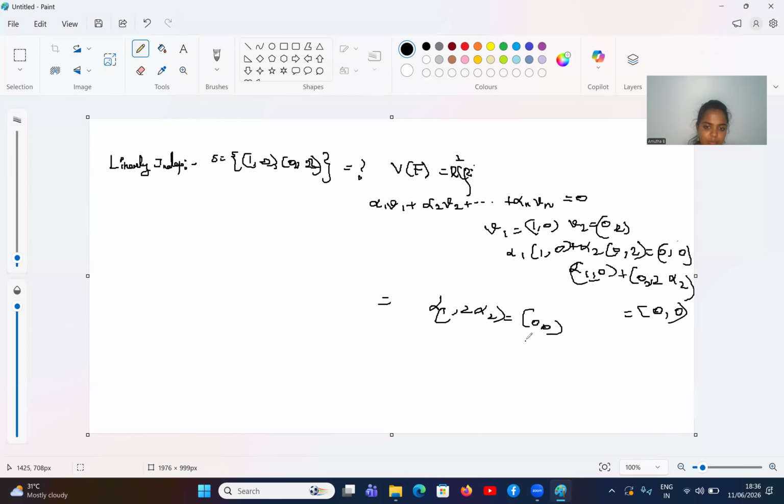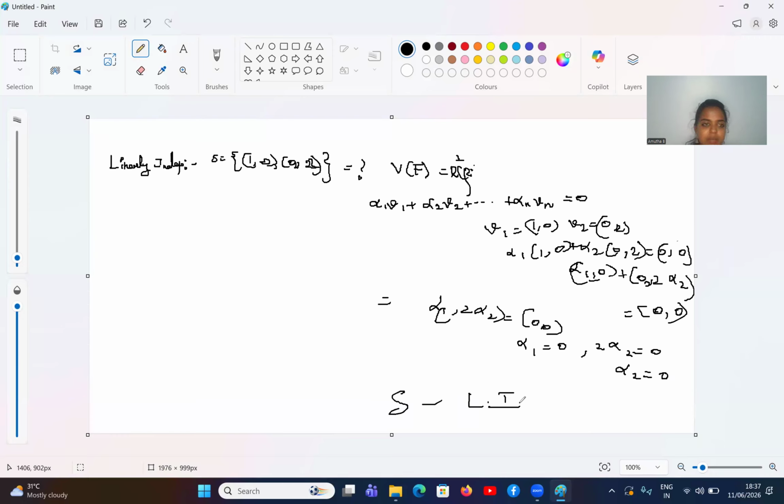So here I am just equating the first component, that is alpha 1 equal to 0. And next I am equating the second component, that is 2 alpha 2 equal to 0. So alpha 1 equal to 0, 2 alpha 2 equal to 0 means alpha 2 equal to 0 by 2, so that means 0. So here alpha 1 and alpha 2 both are 0. That's why this set S can be called a linearly independent set. Okay, this S is linearly independent.